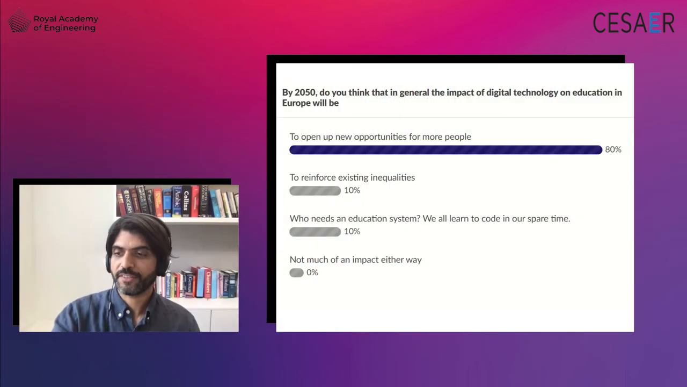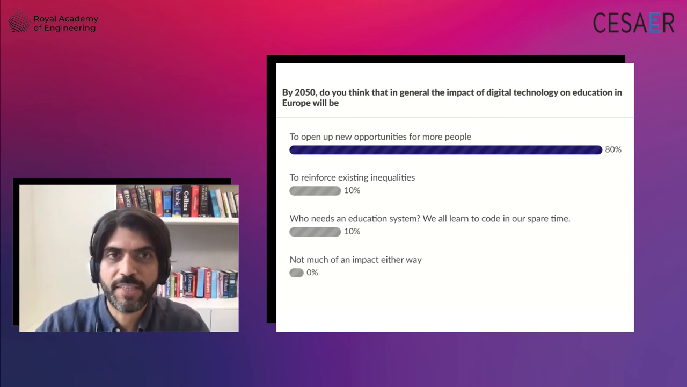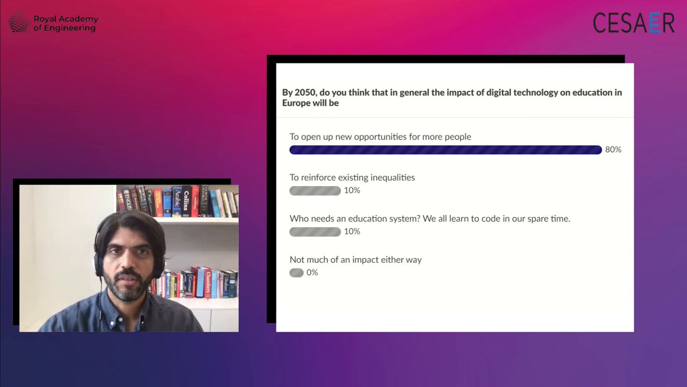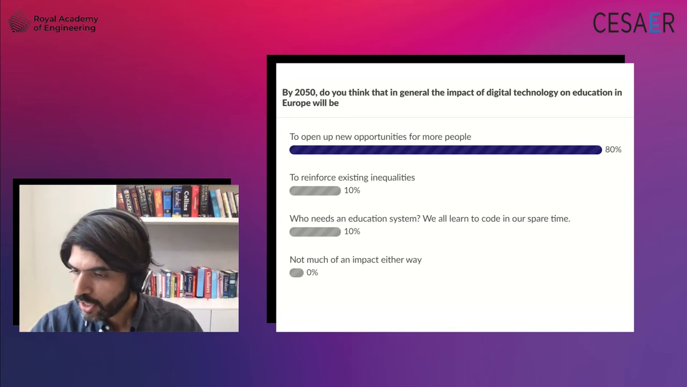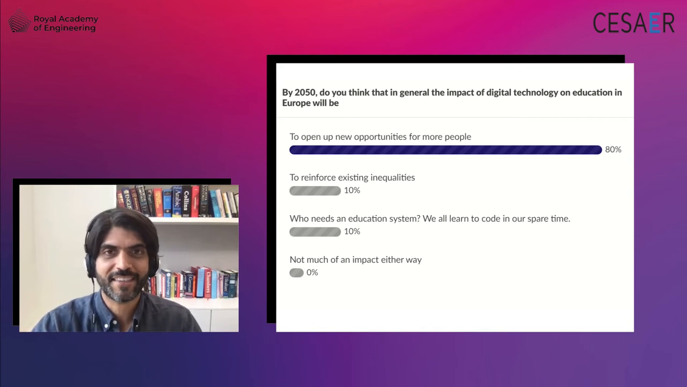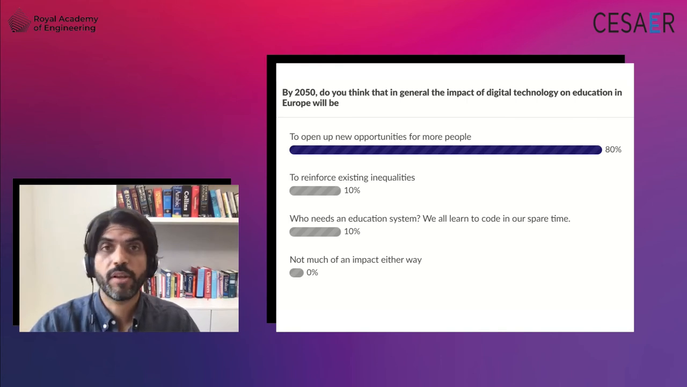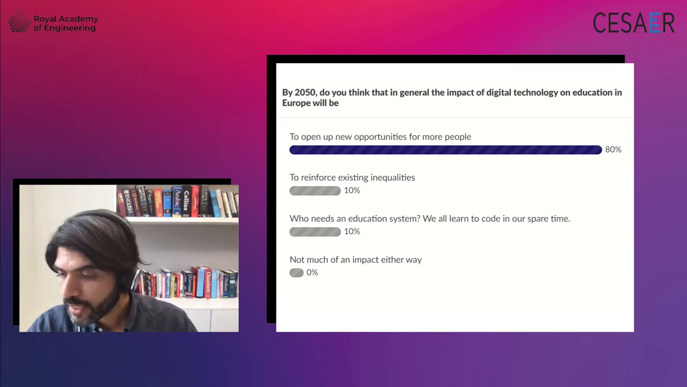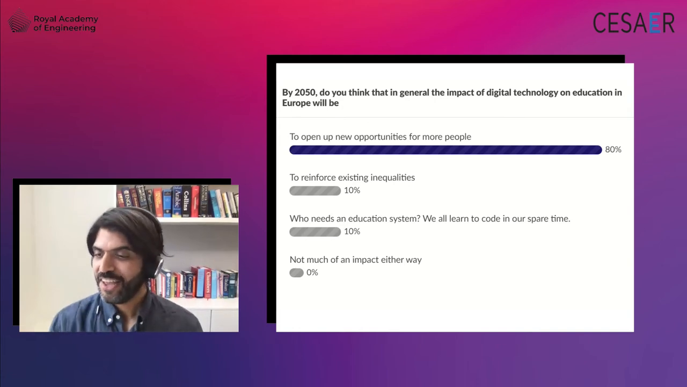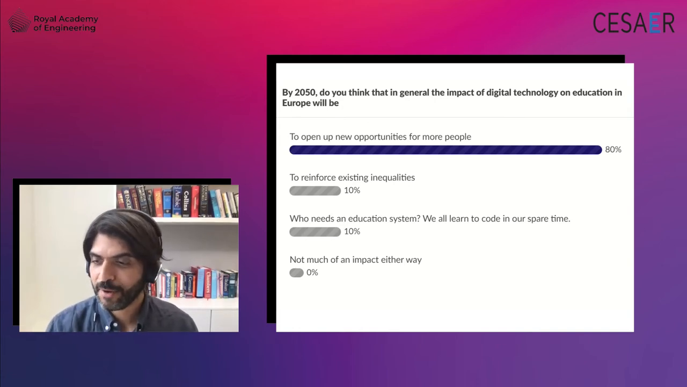If we can have the results up, please. Here we go. The question was, by 2050, do you think that, in general, the impact of digital technology on education in Europe will be? Okay, let's have a look. To open up new opportunities for more people, 80% of you, as might be expected from a technologically literate and optimistic group of people. 10% of you still think it will reinforce existing inequalities, which is concerning. And another 10% think, who needs an education system anyway? So there's a real dichotomy of views, at least in the minority there. But most of you, 80%, think that it's going to open up new opportunities.